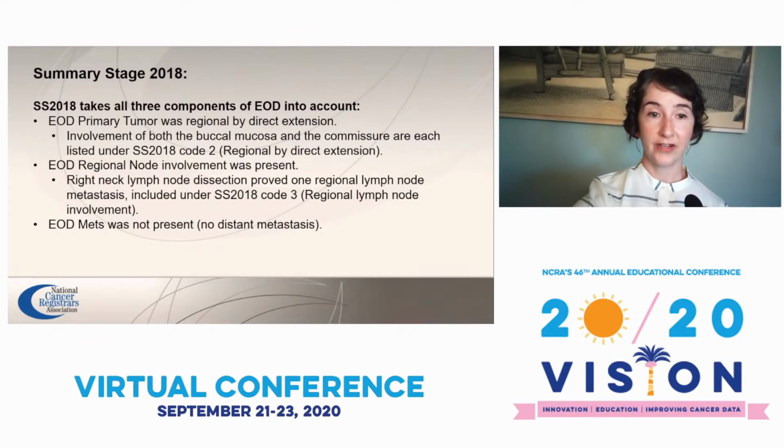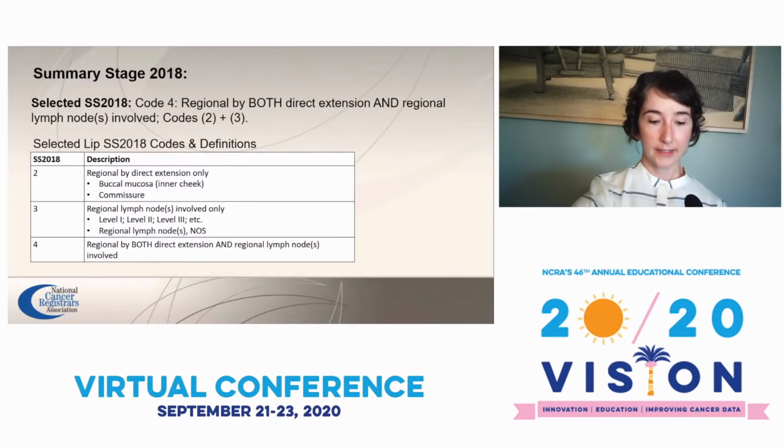There was no evidence of METS. So combining the three components of EOD, code 4 is the appropriate summary stage 2018 category. There was involvement both by direct extension and regional nodes.